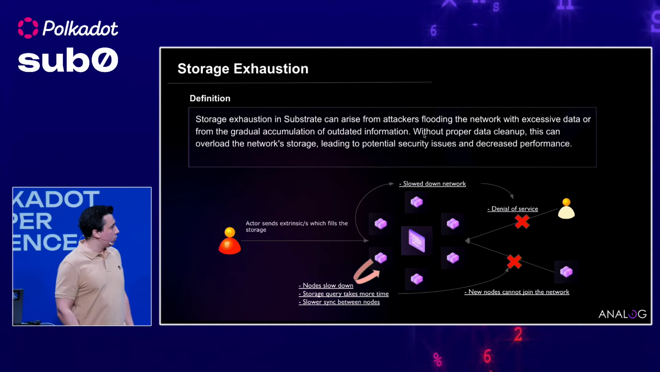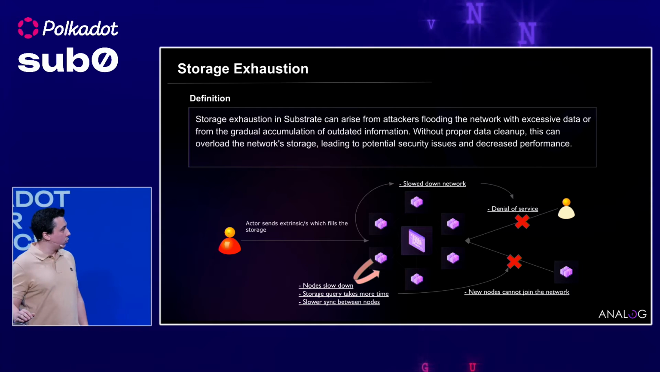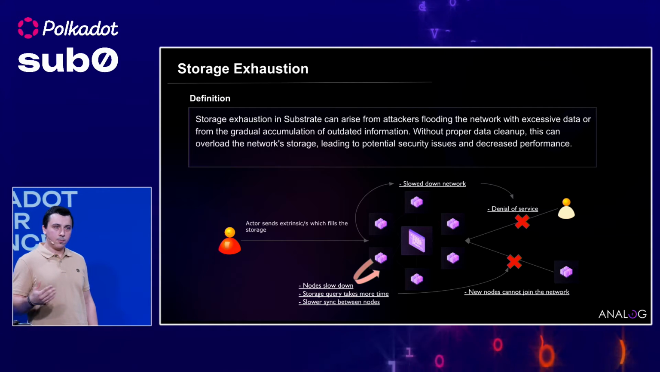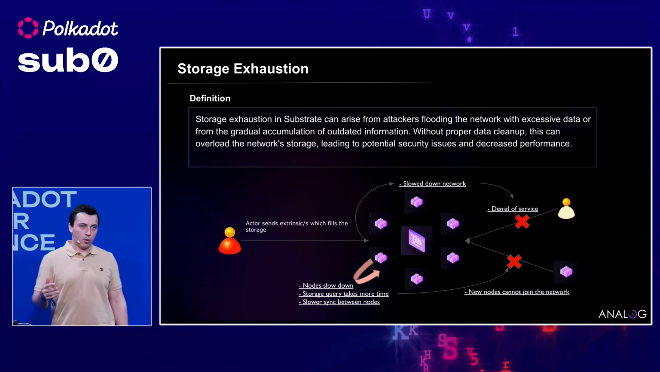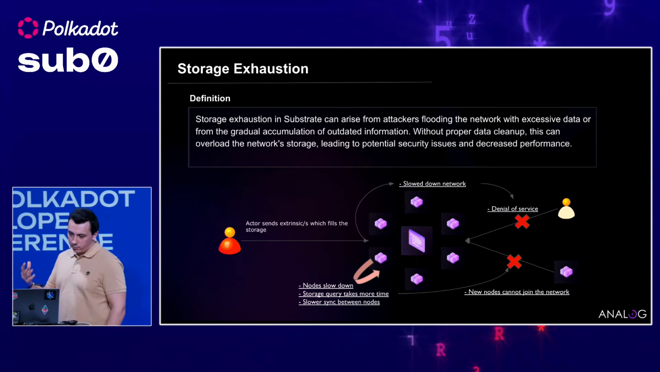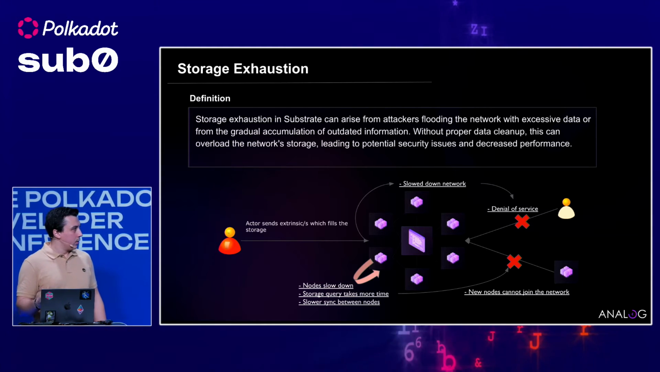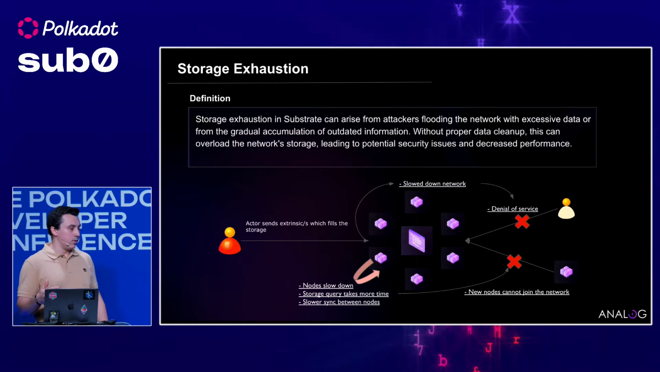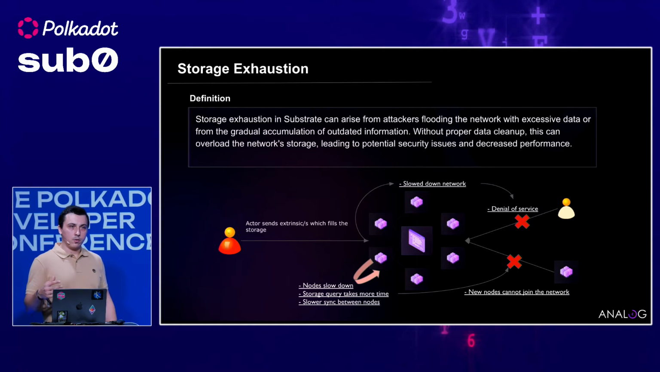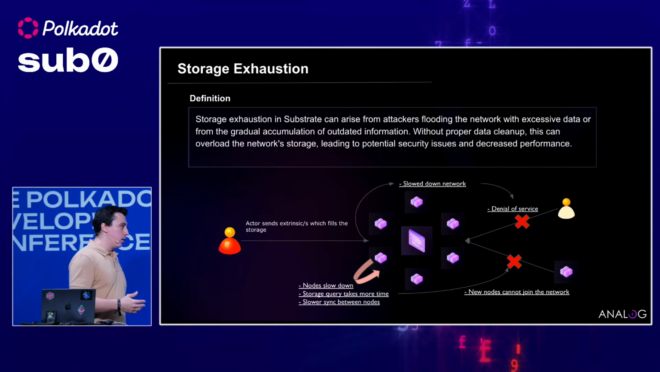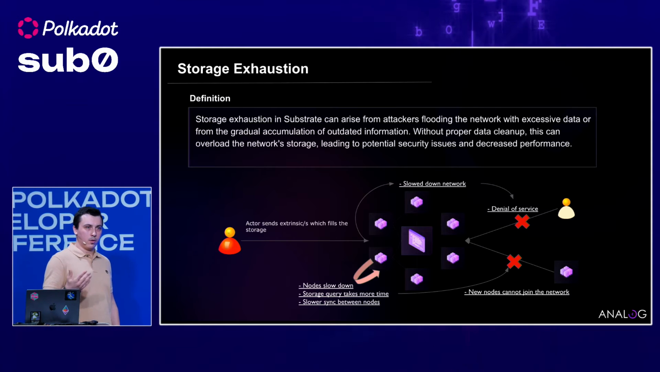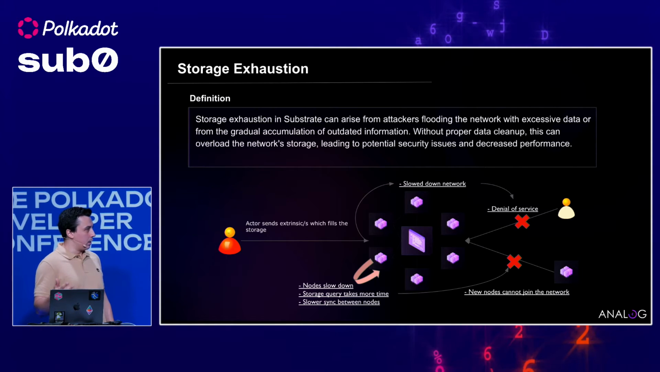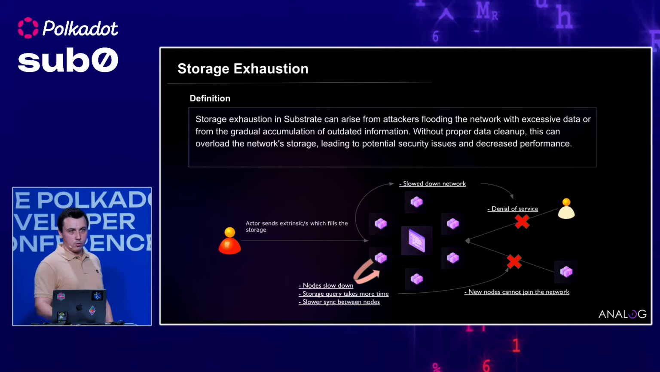And storage exhaustion. Storage exhaustion in Substrate can arise from attackers flooding or spamming the storage, or from the gradual accumulation of outdated data, which just keeps piling up and gets bigger over time. When this happens, the nodes will slow down, the synchronization time between nodes will slow down, and new nodes will find it harder to join the network because of the storage needs. And in the worst case scenario, it again leads to those issues.